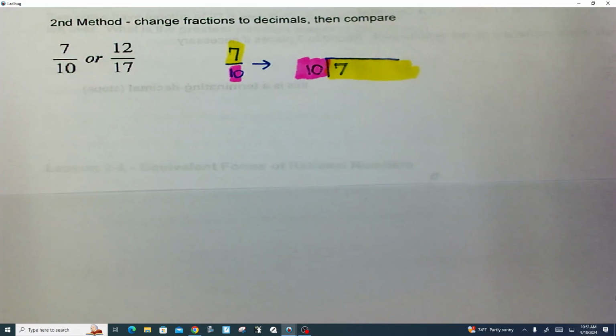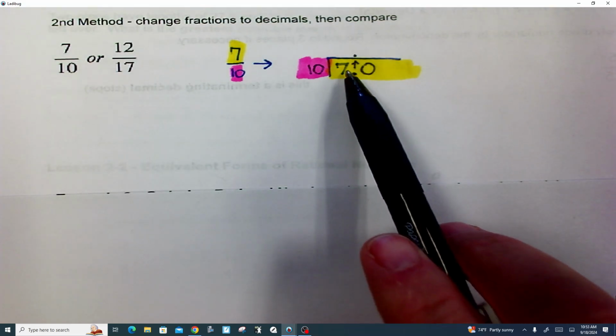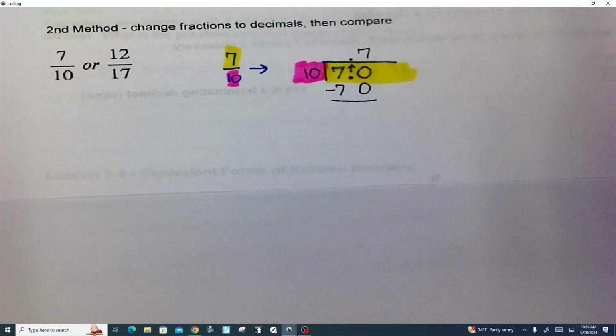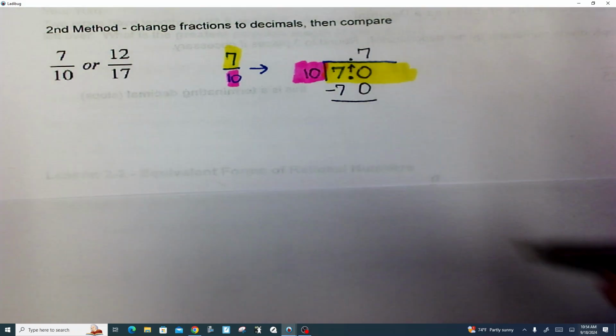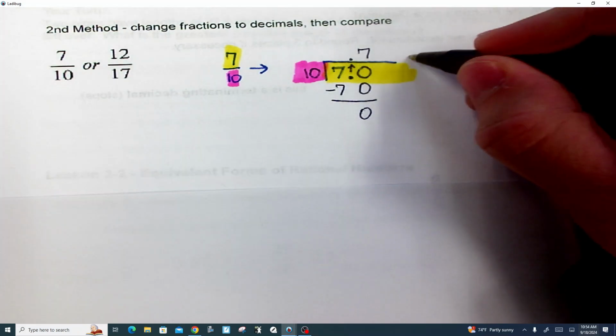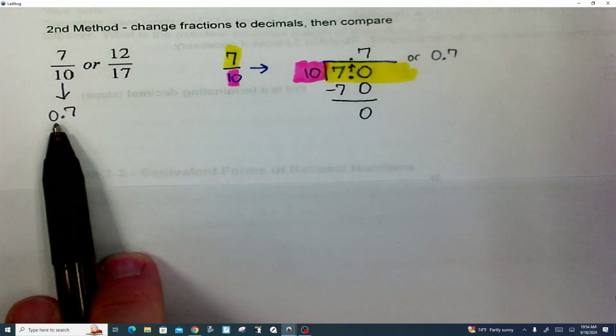Can 10 go into 7? No. Add the decimal, pop it upstairs, hang an extra 0 if you need it. Pretend that you don't see this decimal right here, so can 10 go into 70? Yes. So 10 times 7 is 70. We subtract the 70, there's nothing left over. And so that tells me that 7/10 is 0.7. So we have 0.7 here. You can go ahead and make that 0.7. So we've now turned 7/10 into, yes, it's pronounced 7/10 also.